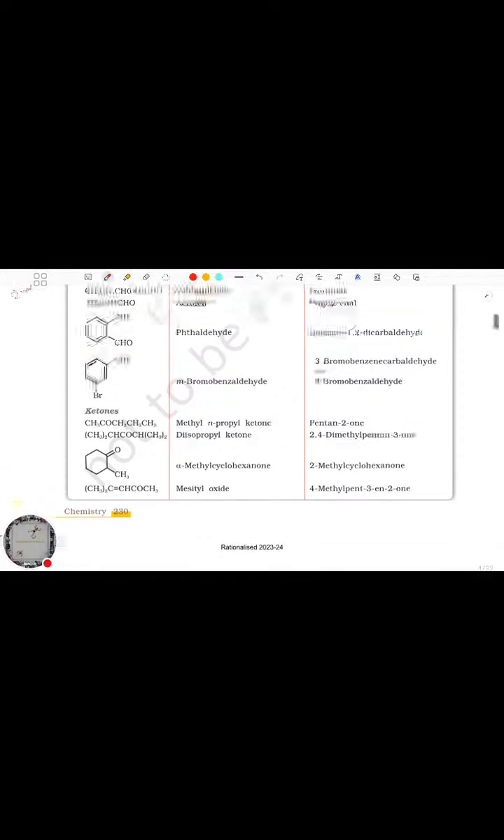Okay, the cyclic structure, alpha-methylcyclohexanone. We'll use alpha because for the common name we use Greek letters. 2-methylcyclohexanone. Okay, and we'll replace the e with one. There's something called methyl oxide, and then we have something called acrolein. I think these were the things to be noted.